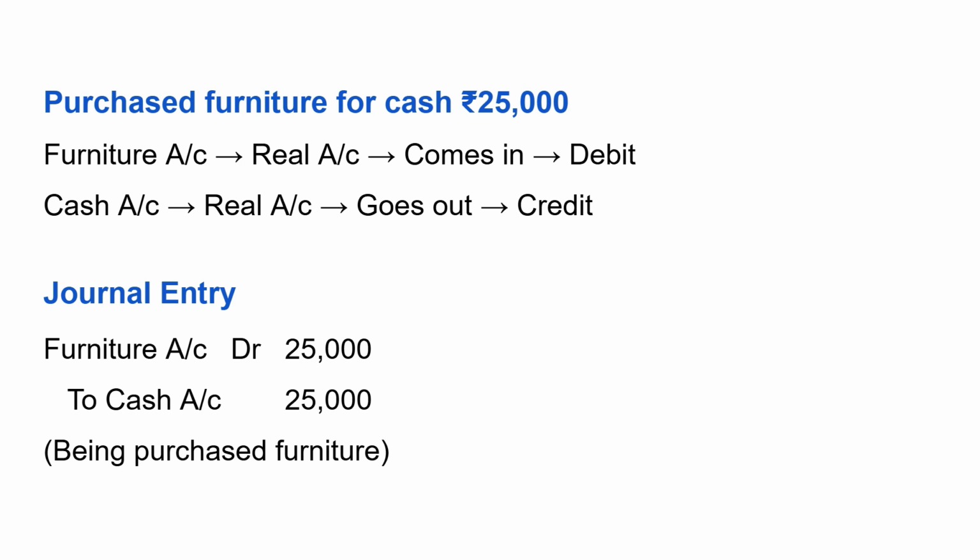And the narration is being purchased furniture. Furniture is an asset, not an expense. Okay. Next, paid wages 4,000 rupees. Here the two accounts affected are wages account and cash account.